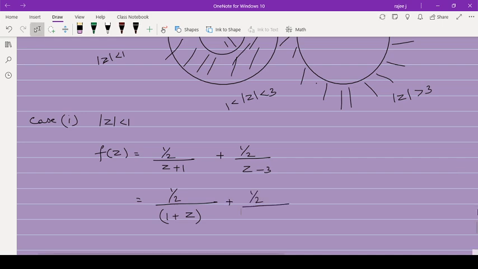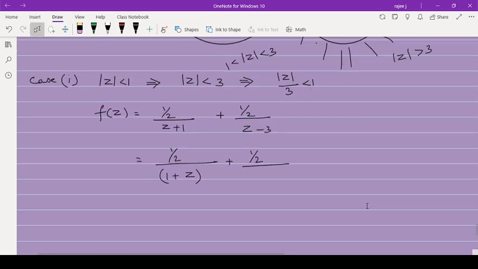For that purpose, now mod z is less than 1 means it is very clear that mod z will be less than 3. If mod z is less than 3, it is again very clear that z by 3 will be less than 1. So this z minus 3, we have to write as z by 3 minus 1, with 3 taken outside, because z by 3 is less than 1. So we change this according to that.